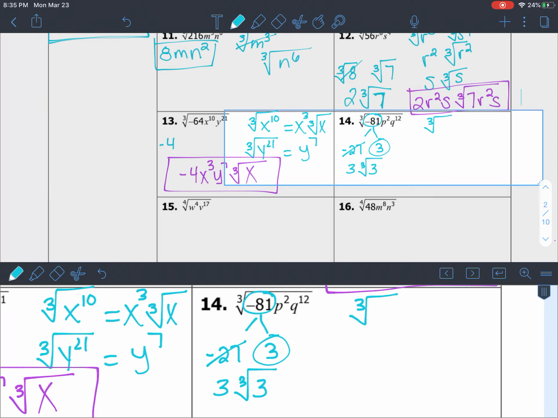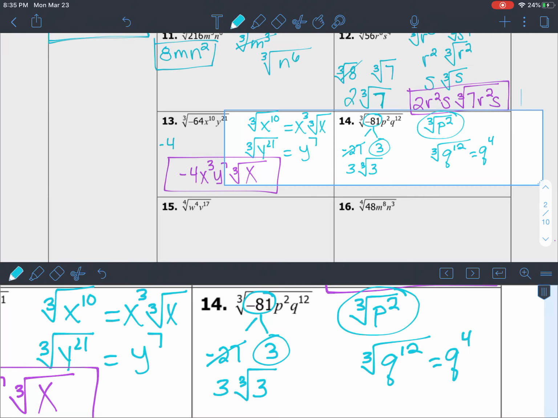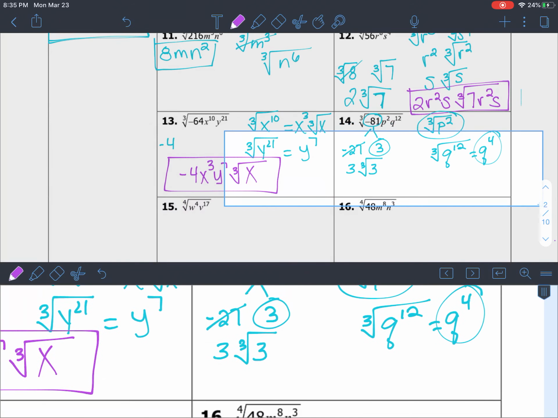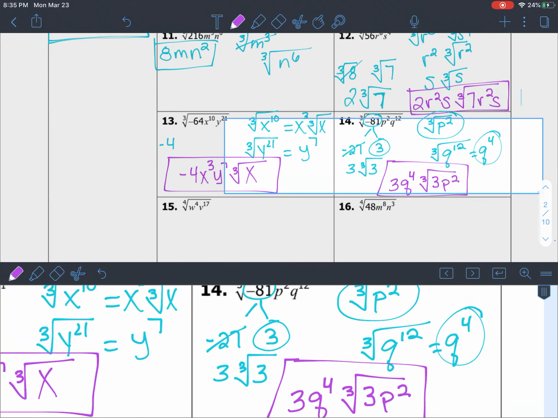Lots of 3's there. All right, if we talk about the cubic root of p squared, how many sets of 3 are in 2? Well, you can't make up a set of 3, so nothing changes, and we're going to stick with this on the inside. If we talk about q to the 12th, how many sets of 3 are in 12? Well, that's 4, so q to the 4th. So our final answer is going to be 3 on the outside. We have a q to the 4th on the outside. And on the inside, we have our number 3 and p squared.